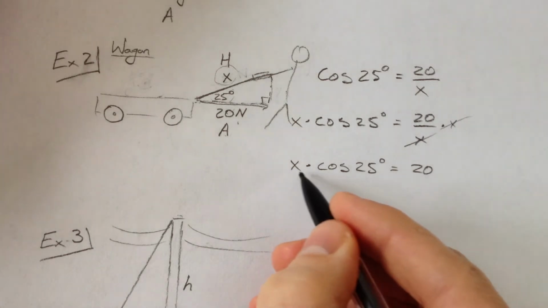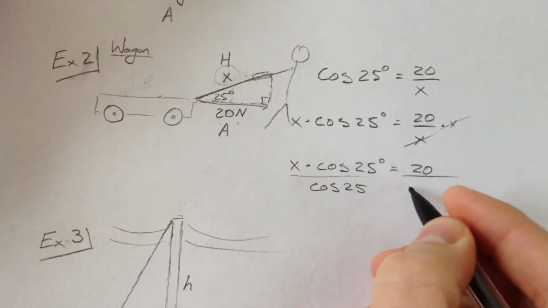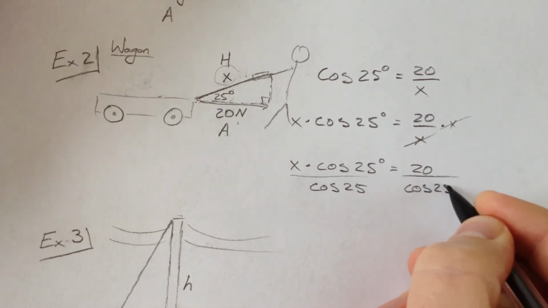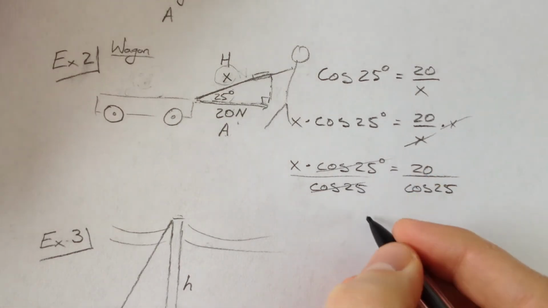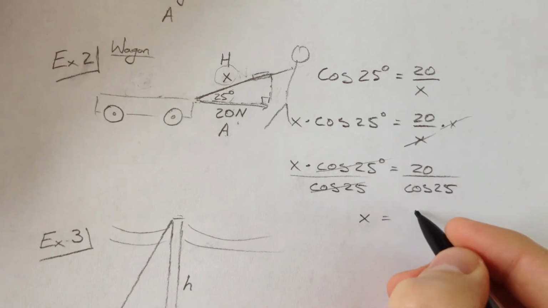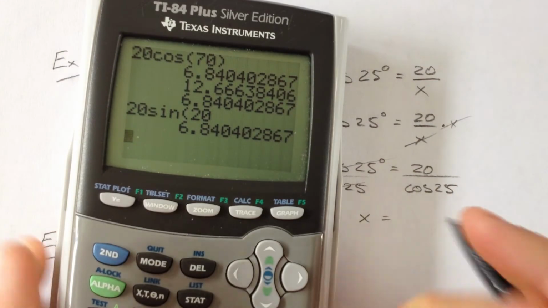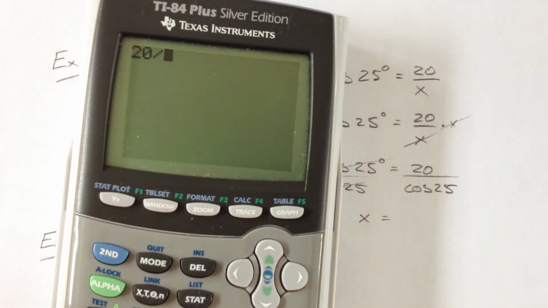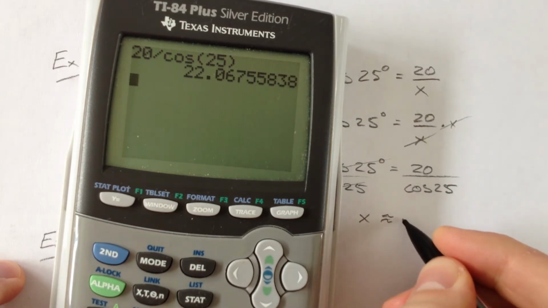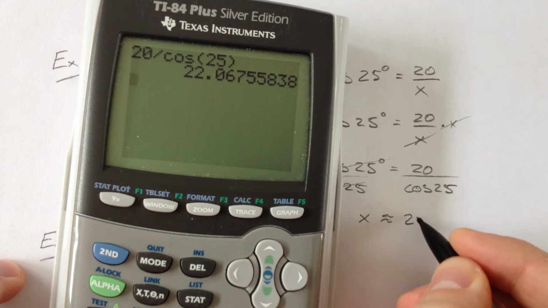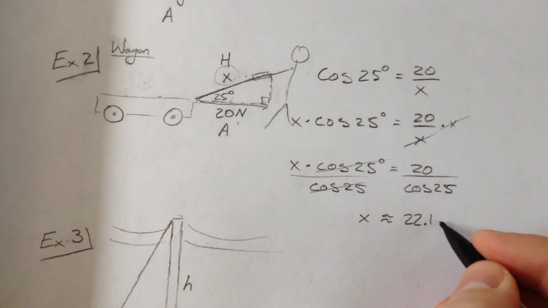And we're going to divide by this whole cosine of 25. And that's going to cross out the cosine of 25's. X equals 20 divided by the cosine of 25. And I'm going to type that into my calculator. 20 divided by cosine of 25. And that is approximately, I'm using the squiggly because it's approximately 22.1. And we're using 22.1 newtons.